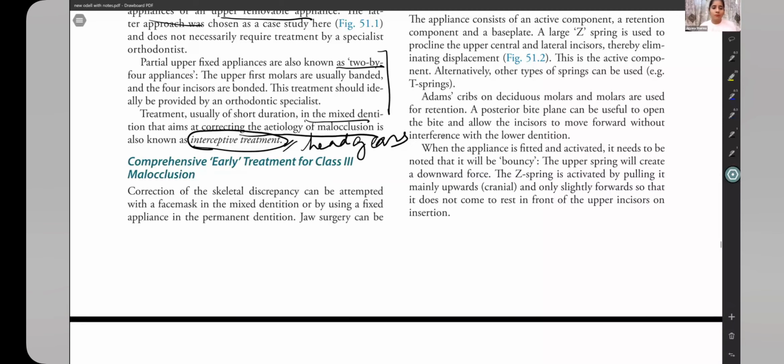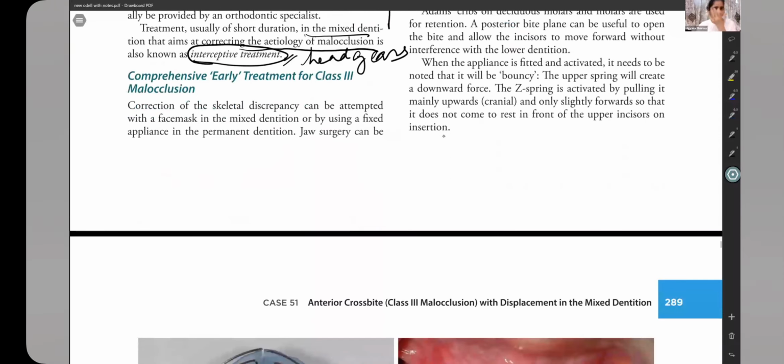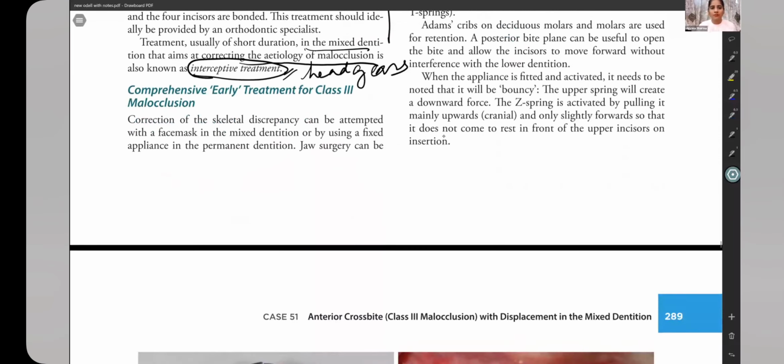Now, comprehensive early treatment for class 3 malocclusion. Correction of the skeletal discrepancy can be attempted with a face mask, that is a headgear, which is worn in front, a reverse pull headgear, in the mixed dentition, or by using a fixed appliance in the permanent dentition.